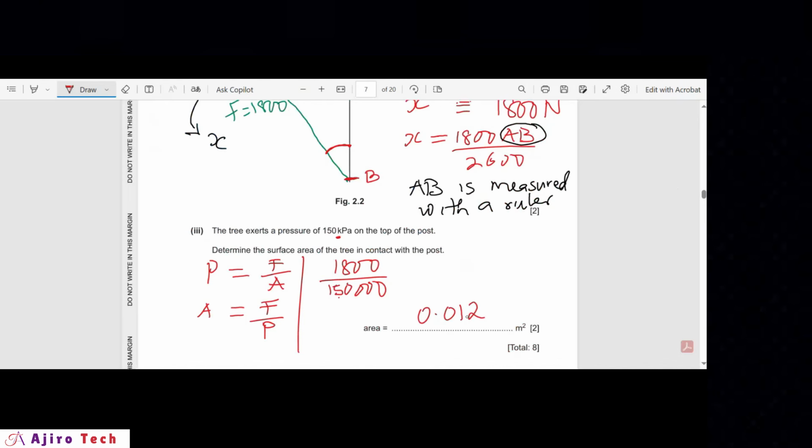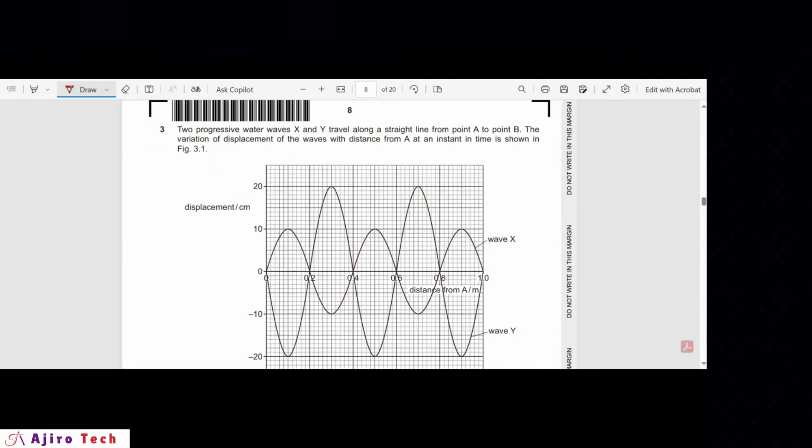Now, question 3. Question 3 is on waves. Two progressive water waves, X and Y, travel along a horizontal straight line from point A to B.